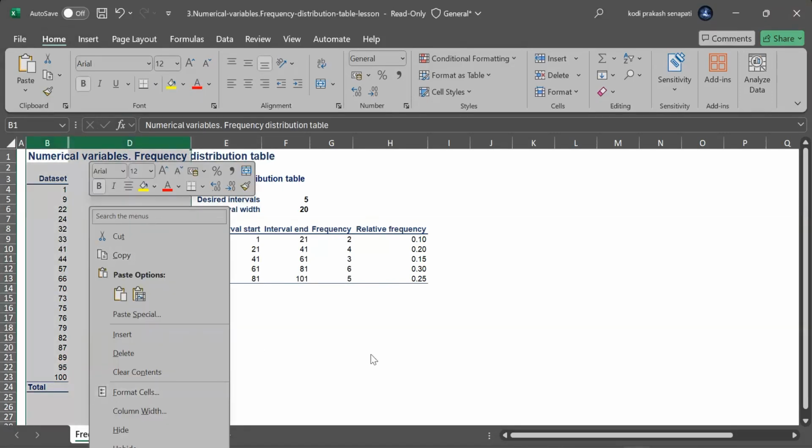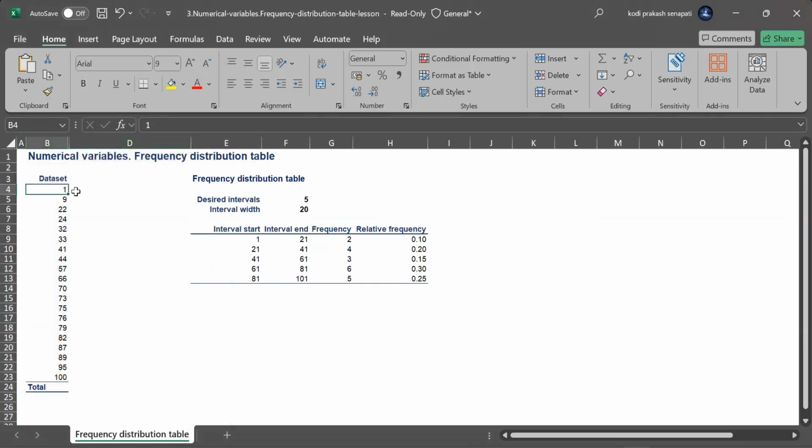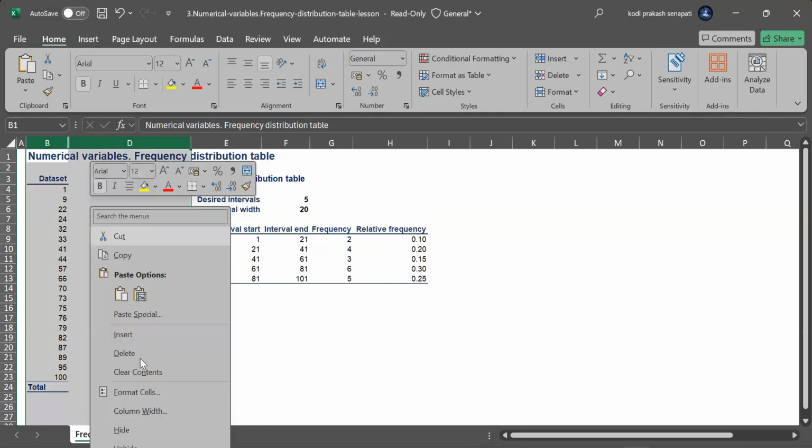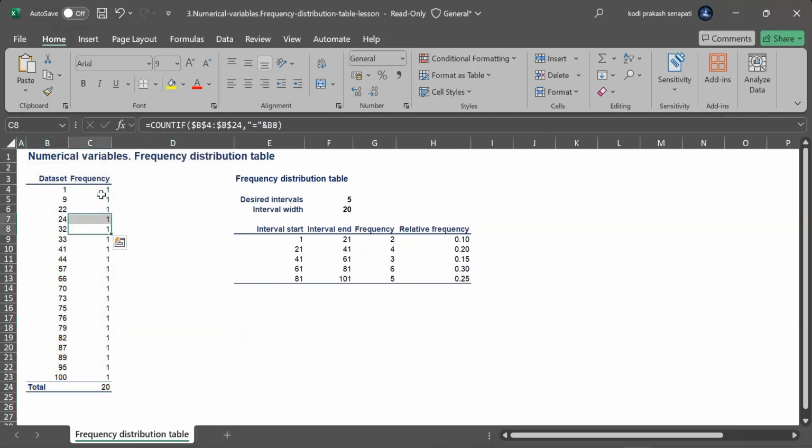And right click. How many times does 1 repeat? Only one time. So frequency is 1. How many times does 22 repeat? All these numbers repeat one time. Just go ahead and unhide. So frequency is 1, 1, 1.